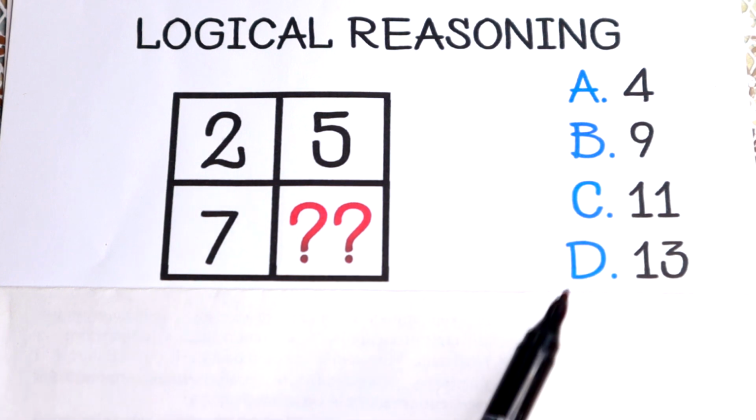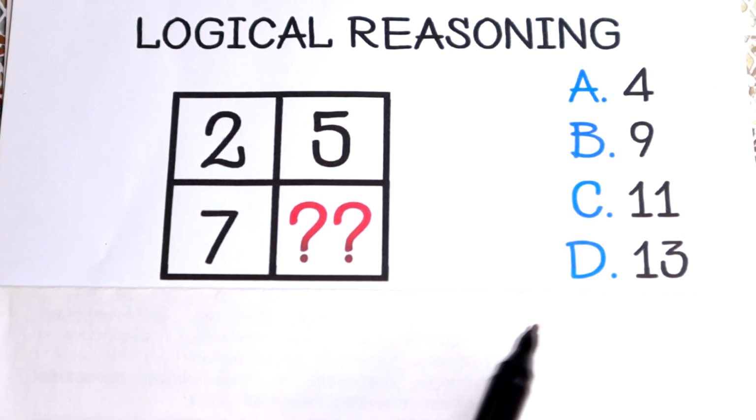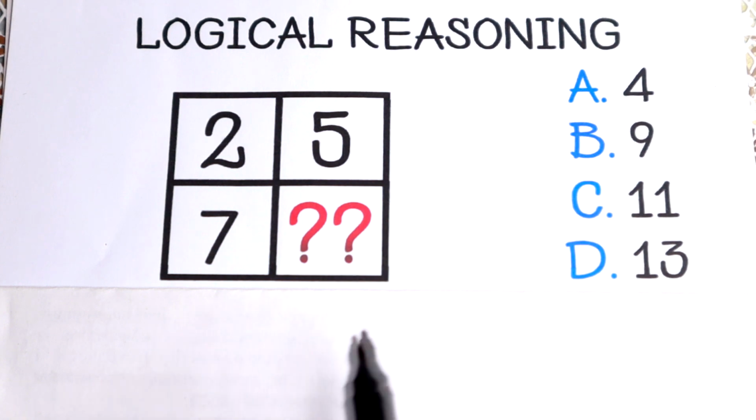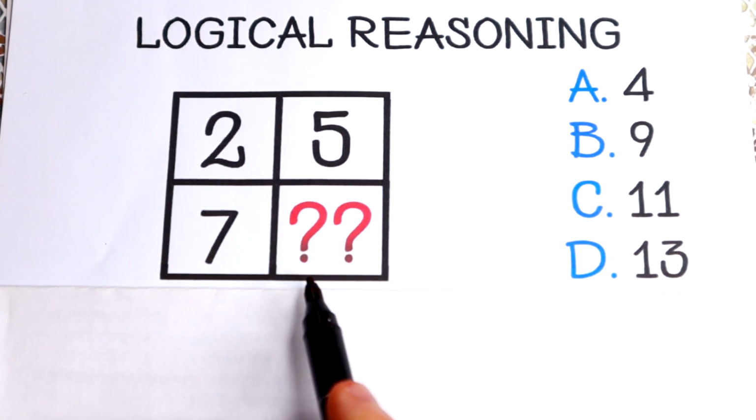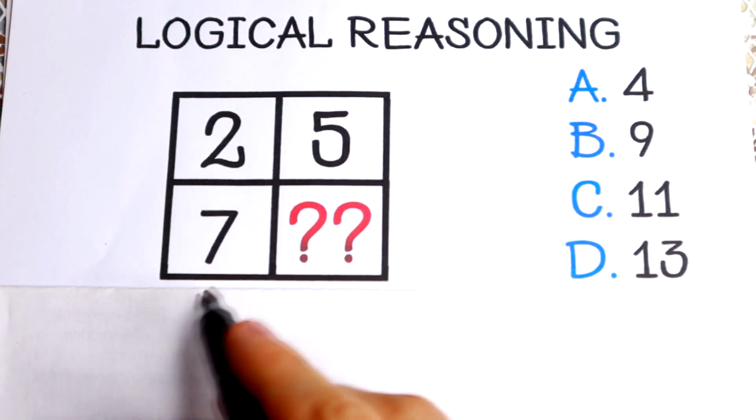So right now I suggest you pause the video and try to solve it by yourself. It will be more interesting for you and of course for me to check our answer at the end of the video. So let's start to solve it. Okay, we have 2, 5, 7 and we need to find the last number. I write these numbers 2, 5 and 7 right here.